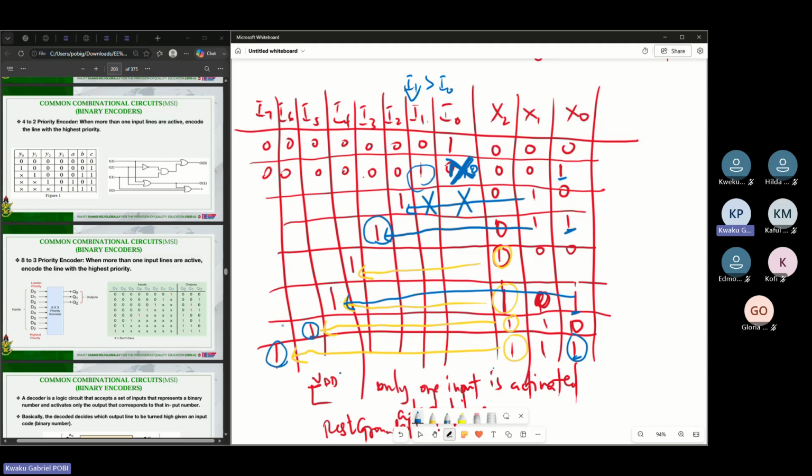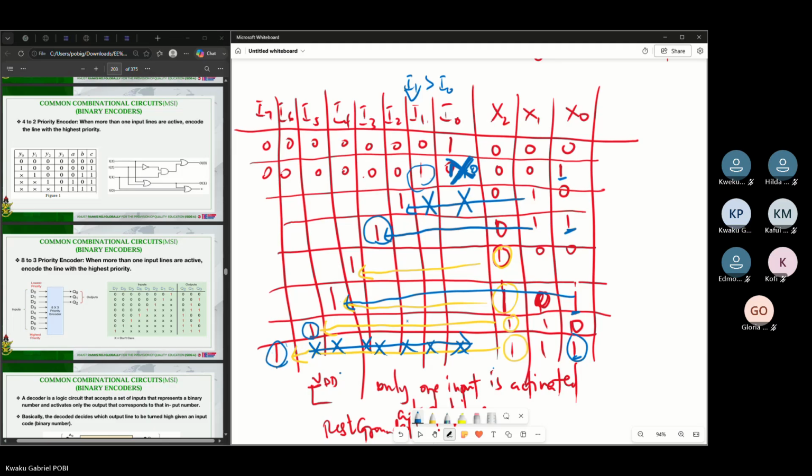So in the case where I7 is the only one activated, you don't care about all these others, whether they're active or not. They all become don't cares like that. And then you only output I7 as 1, 1, 1. So this is for priority encoders.